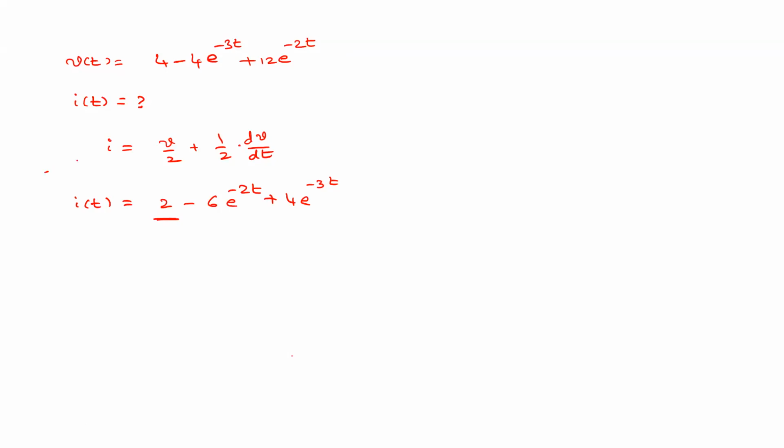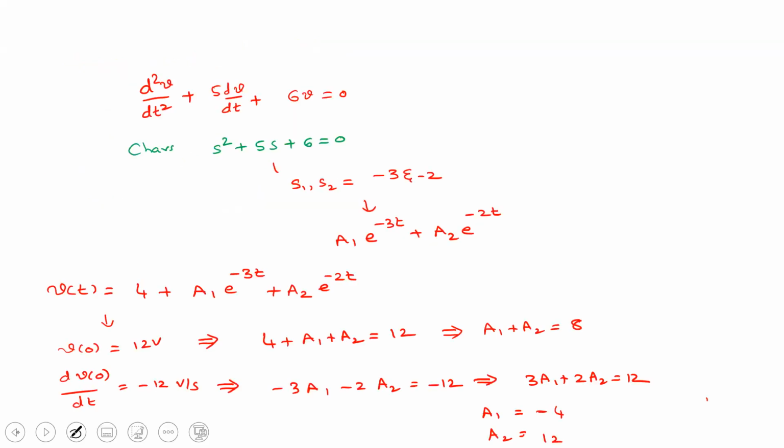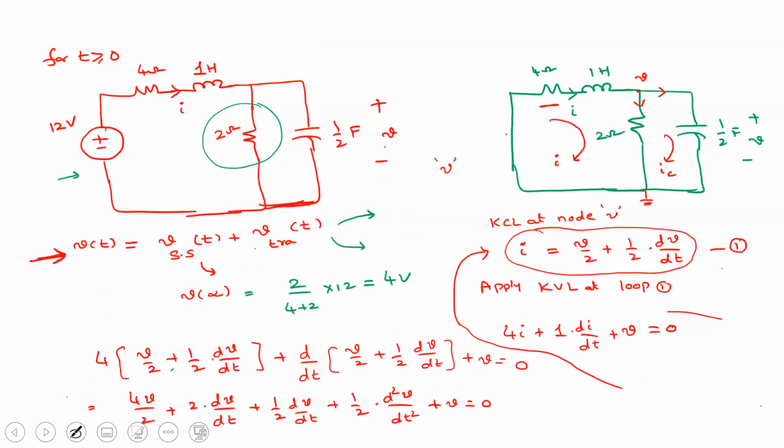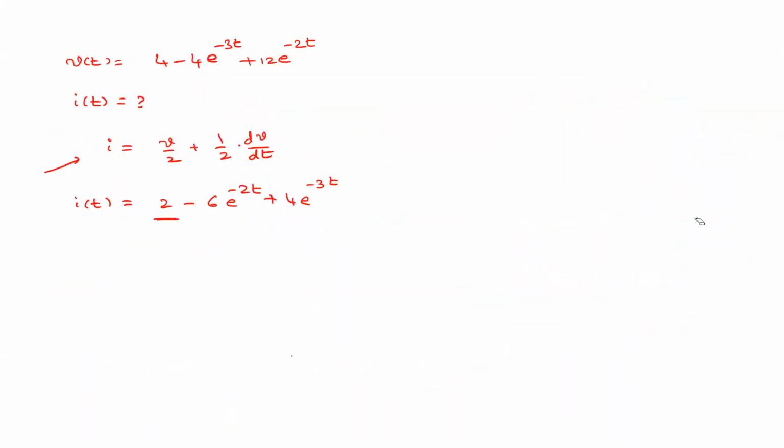So why are we using this one? Even though the source is present here, this equation will not alter, right? There is no change in this equation if you observe that. Why? Because we are calculating this current only, right? So there is no change in the equation. So this is how to calculate for the generalized cases.